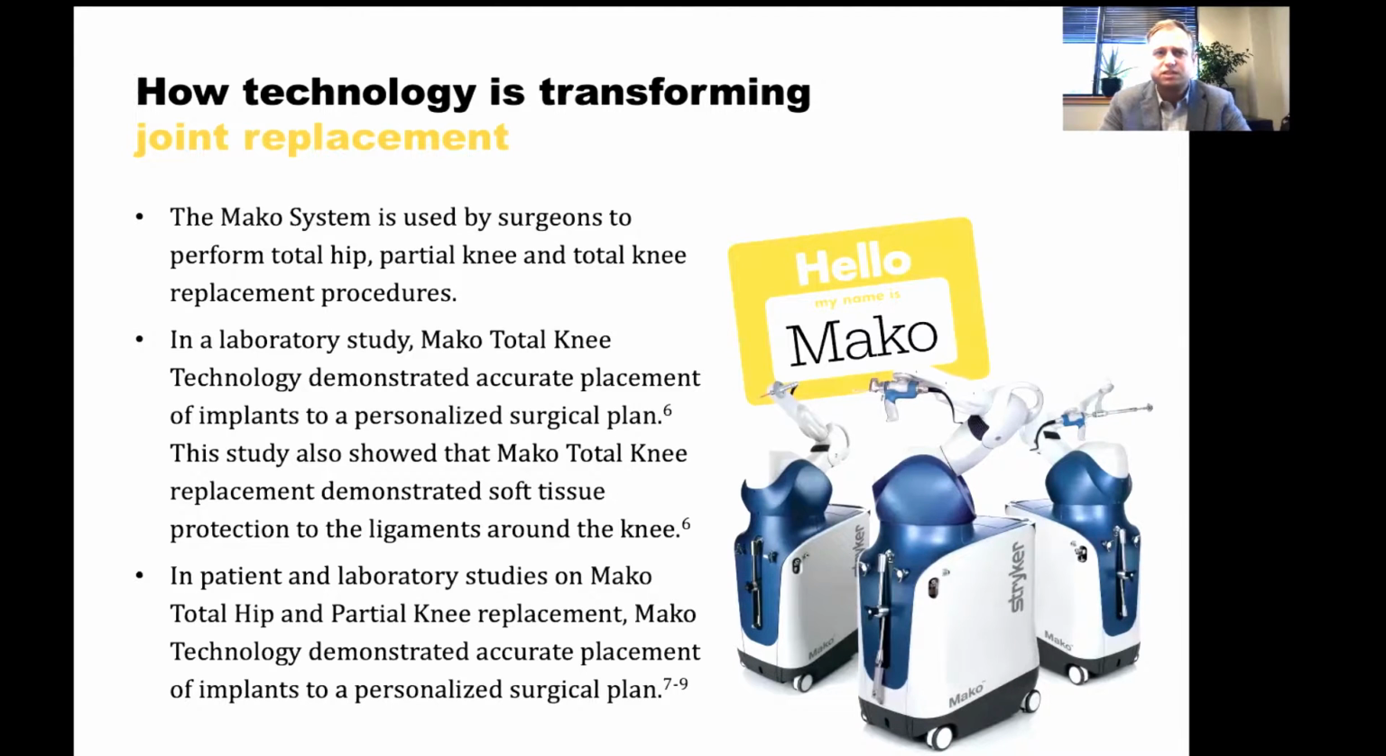The Mako system is used by surgeons to perform total hips, partial knees, and total knee replacements. Laboratory studies show that it demonstrates better soft tissue protection. That means limiting the damage around the knee. And in my mind, that can lead to less pain after surgery if we're not damaging the soft tissue around the knee. Also in laboratory studies, it showed that in total hip and partial knee replacements, it demonstrated more accurate placement of the implants inside the person's body. That means fewer mistakes.